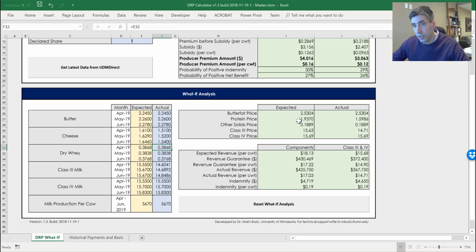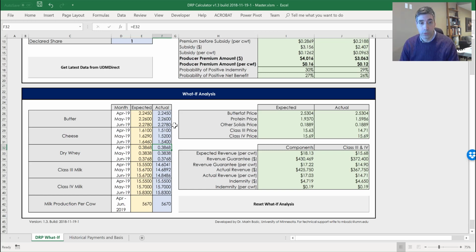instead of $1.93, protein is down to $1.59. So we drop the price of protein by about 34 cents, 34 cents by dropping the price of cheese by 10 cents. So you can start getting a sense, you can start building your intuition on how big a change in the cheese price has to be before protein price drops to a certain level. Same for butter and butterfat, dry whey, and other solids as well.